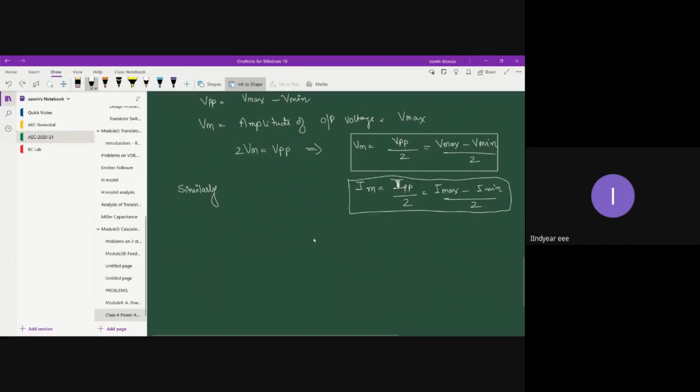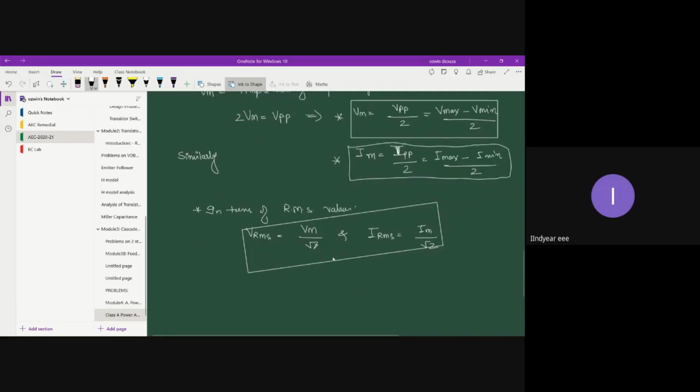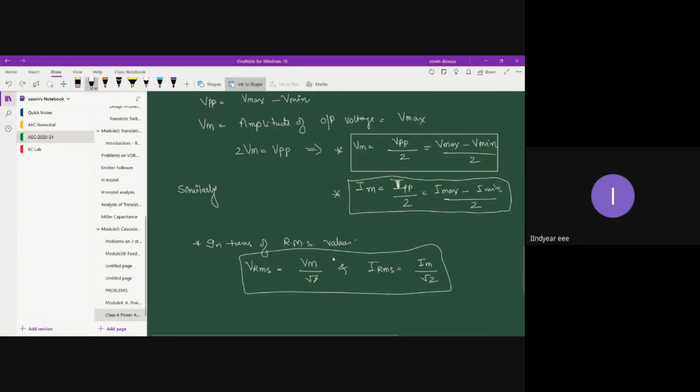So once we have denoted Vm and Im, we can define the voltages in RMS values. So let me write in terms of RMS values. You can write Vrms is equal to maximum by root 2 and Irms is equal to maximum by root 2. Okay, all right. So let's take this also.